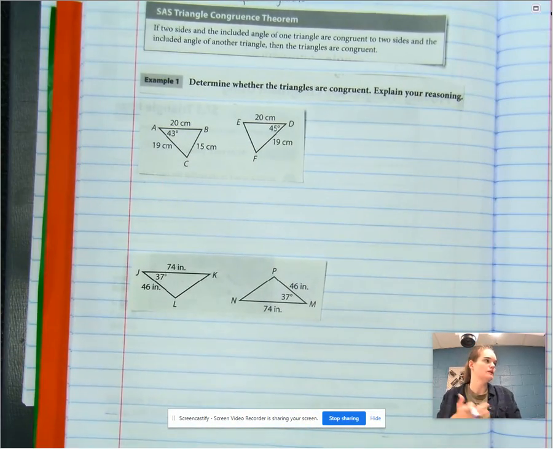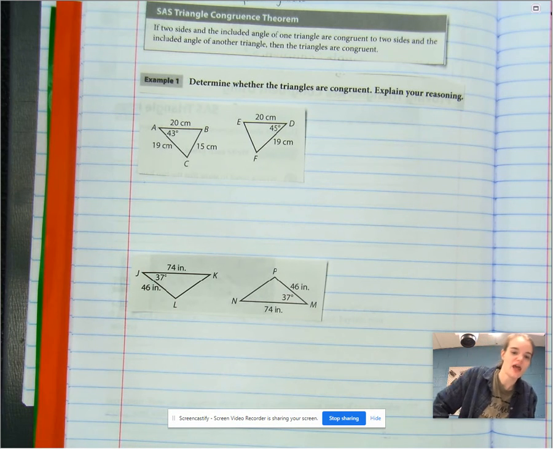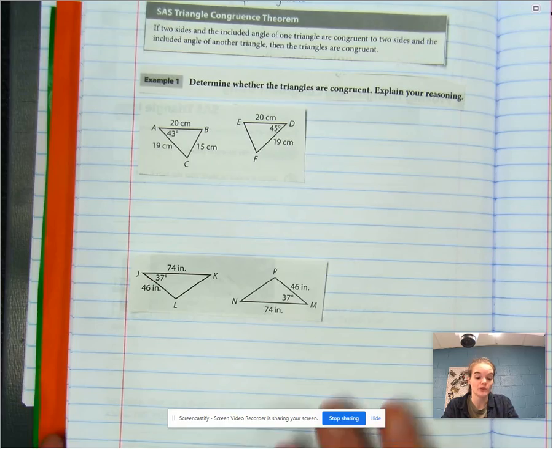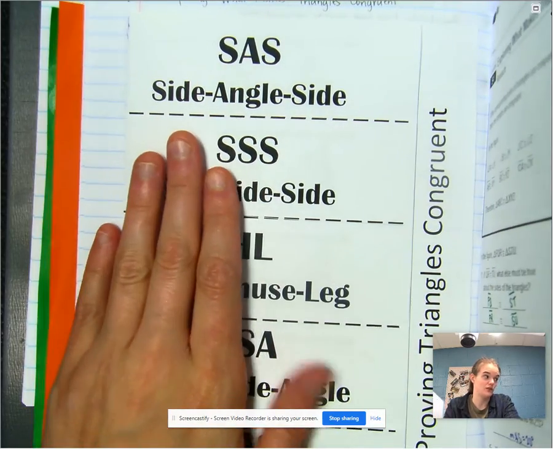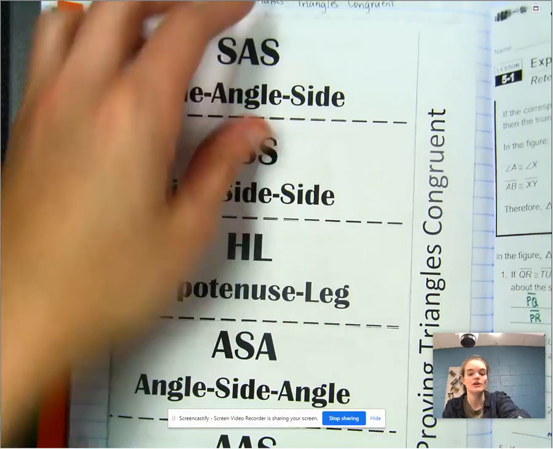Okay, there you go. So today we're talking about SAS, which is side angle side. And that theorem says if two sides and the included angle, included still means in between, it always does, so two sides and the angle in between of one triangle are congruent to two sides and the included angle of another triangle, then the triangles are congruent. So I'm going to flip back to that sheet we've had for the last day or so. You're going to need to fill this out for side angle side. You're copying this and putting it here. So let's open that one up.